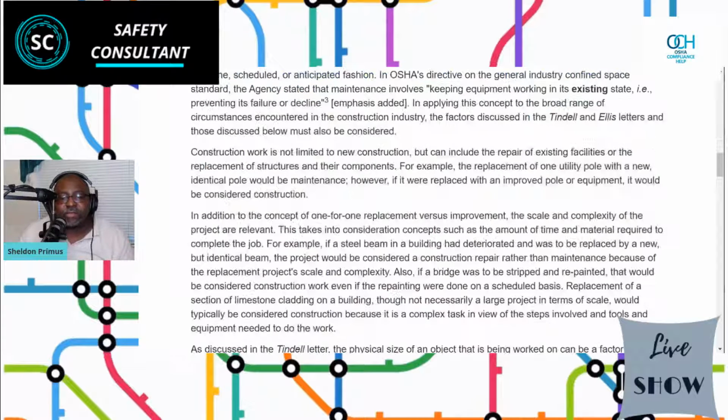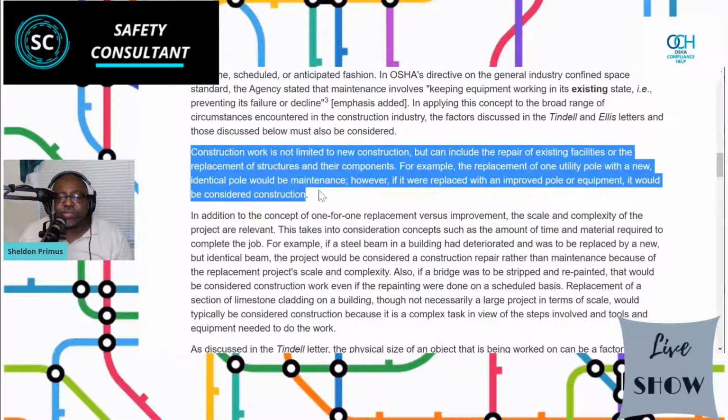They went even further to give a detailed understanding of this, and this one is kind of interesting. You can't see it as much, but I'm going to read it to you since the words are so tiny. Over here: construction work is not limited to new construction, but includes repair of existing facilities or replacement of structures and their components. For example, the replacement of one utility pole with a new identical pole would be maintenance. However, if the replacement is an improved pole or equipment, it would be considered construction.